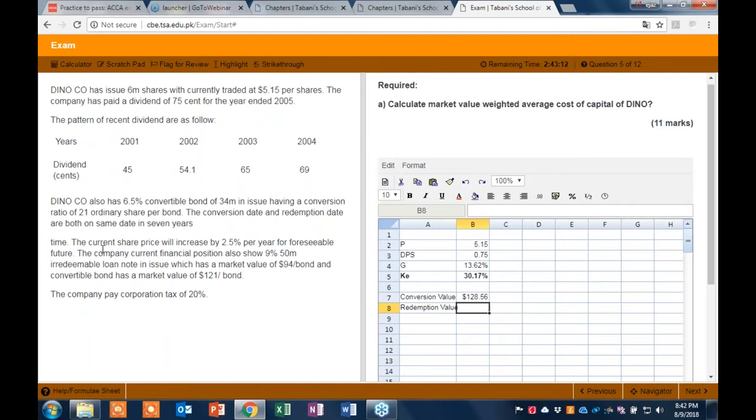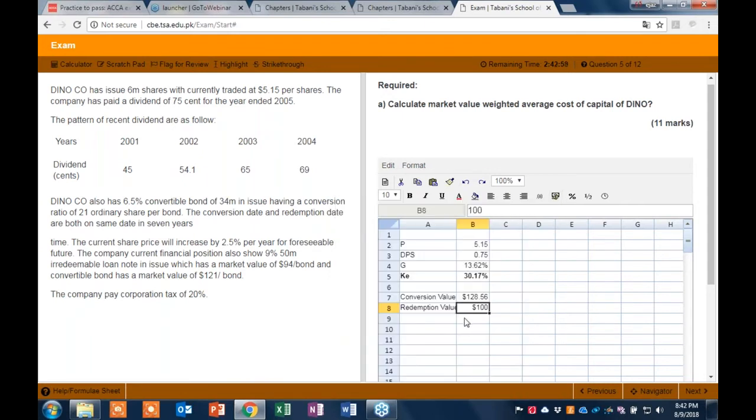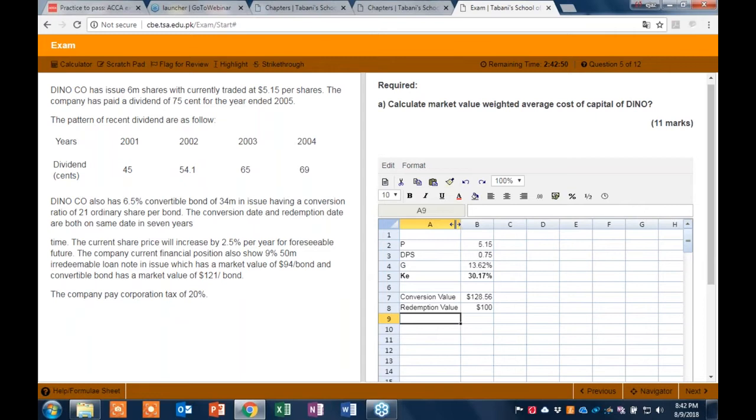Okay. Nothing has been mentioned about the redemption value. So in case the question is silent about redemption value, it should always be the par value. Remember, in case we don't have redemption value given in the question, it should always be the par value. So the likely decision of the investor will be the conversion rather than the redemption.